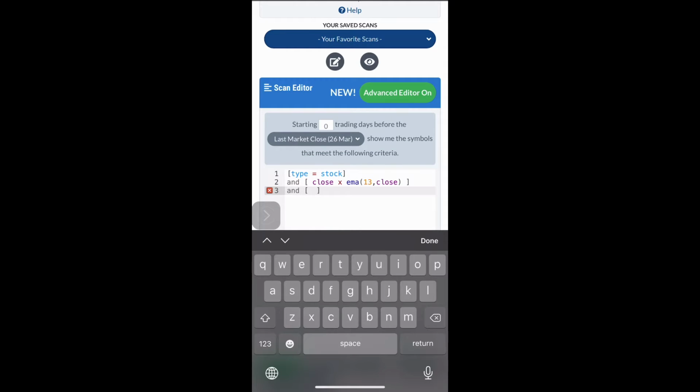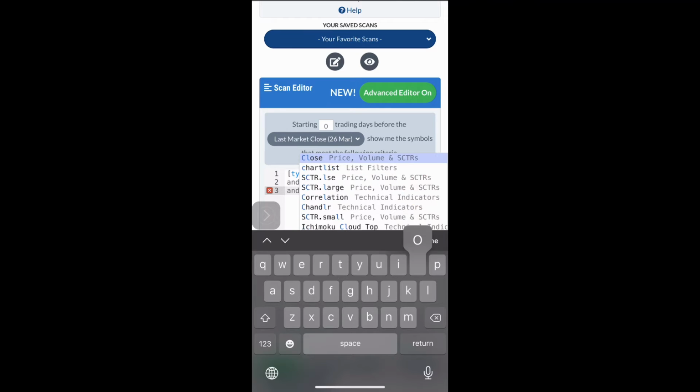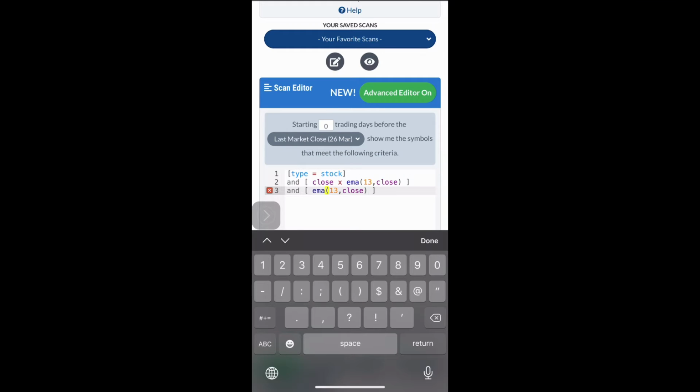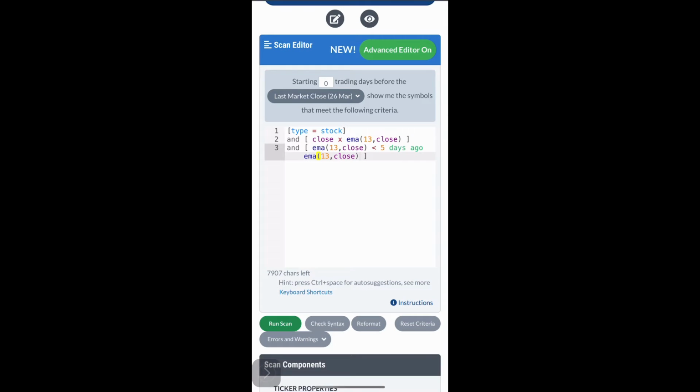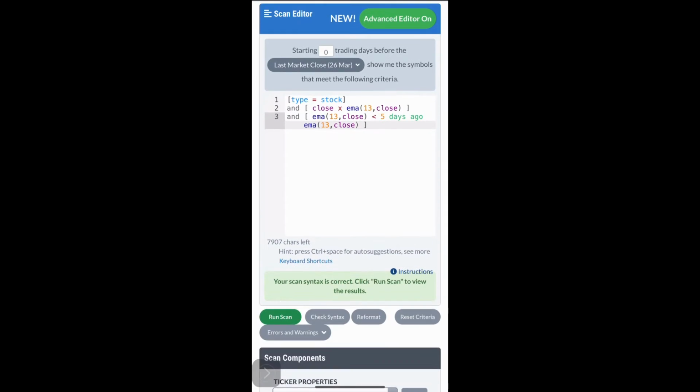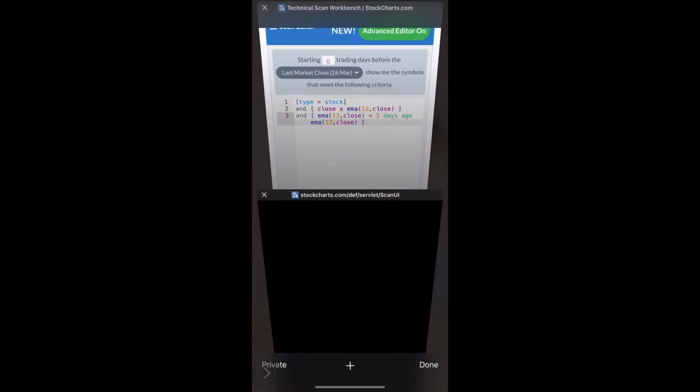So here we have the first line, the close crossing the 13, and then we want to look for today's 13 EMA to be actually less than 5 days ago, right? That's going to really help us find the stocks that we're looking for. So here we have 5 days ago, EMA of 13 at the closing price, and there. And we want to run the syntax to make sure that it's good and it is correct. So let's go ahead and run the scan.